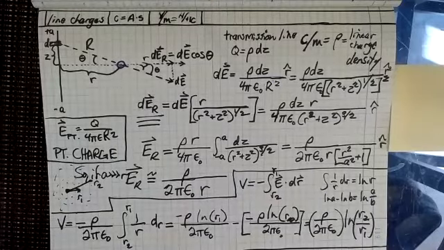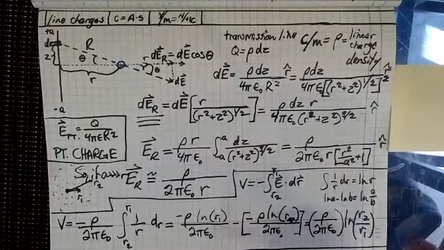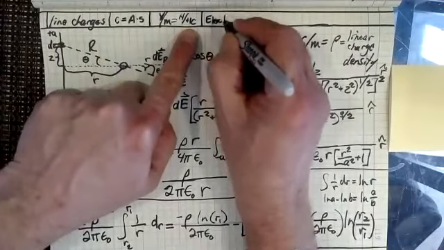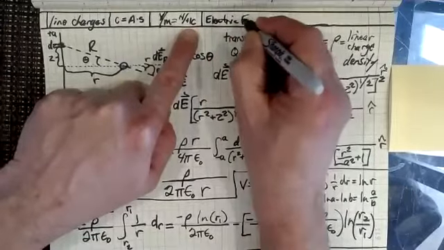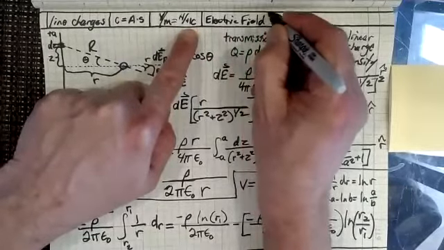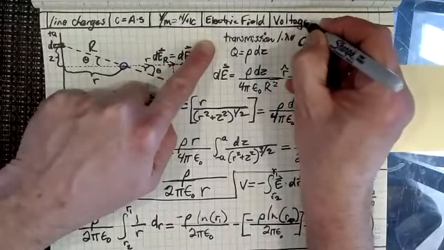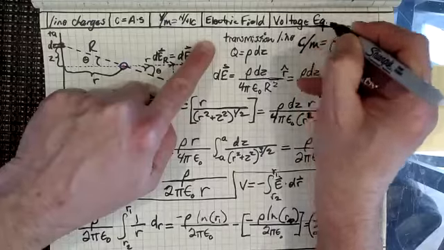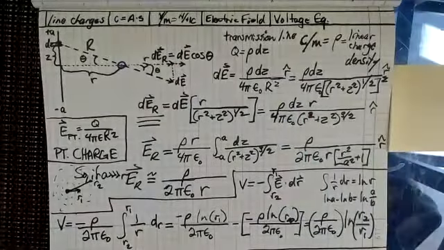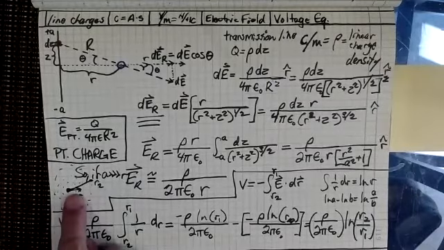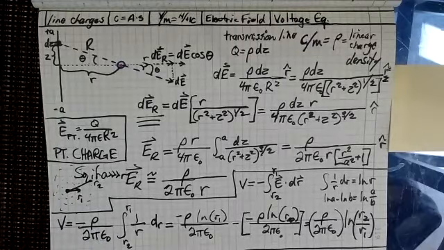So we not only got line charges, we got the electric field for a line charge. And we also got the voltage equation for a line charge, the voltage differential between two different radial locations from a line of charge. Okay. That worked out pretty well.